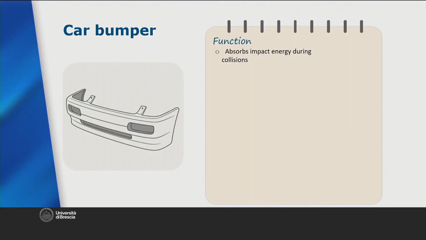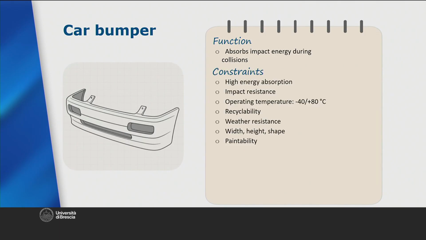But to clarify these points better, let's look, by way of example, at how the design requirements of two products are translated. For example, let's consider the case of a car bumper. Its main function is to effectively absorb the energy generated by collisions, thereby protecting the structure of the vehicle. Let's move on to the analysis of the constraints.